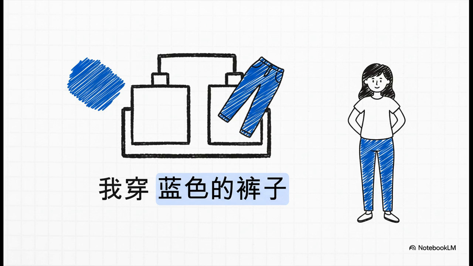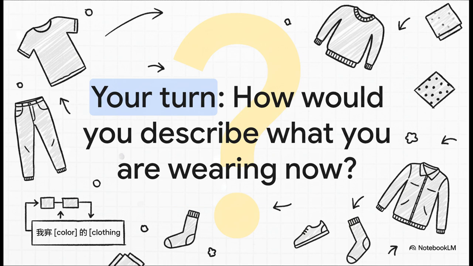It's that powerful. So I'm going to leave you with a final thought and a little challenge. Look down at what you are wearing at this very moment. Using the exact structure we just broke down, 我穿, color, 的, clothing, how would you describe it? The true test of learning isn't just about understanding, it's about applying it. So go on, give it a try.